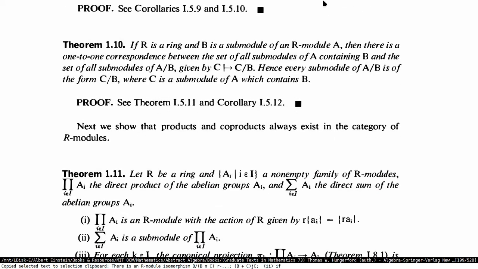Then this is the other theorem. You have a ring, you have a submodule, then there is a one-to-one correspondence between the set of all submodules containing B and the set of all submodules of A mod B given by this. Hence, every submodule of A mod B is of the form C mod B, where C is a submodule of A which contains B, right? So this is kind of similar to the correspondence theorem we had in groups.